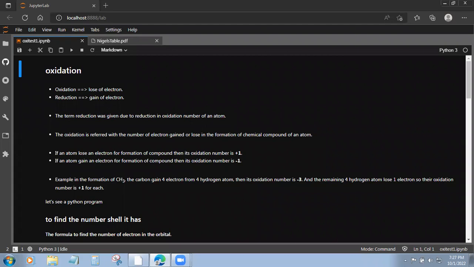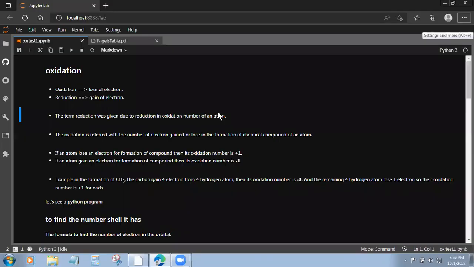In today's video, we are going to look at oxidation. In the world of chemistry, there are two reactions that play a major role in the formation of chemical compounds. One is oxidation, the other is reduction. Oxidation refers to the loss of electrons and reduction to the gain of electrons. Though it's a gain process, it was called reduction because there is a reduction in the oxidation number of an atom.